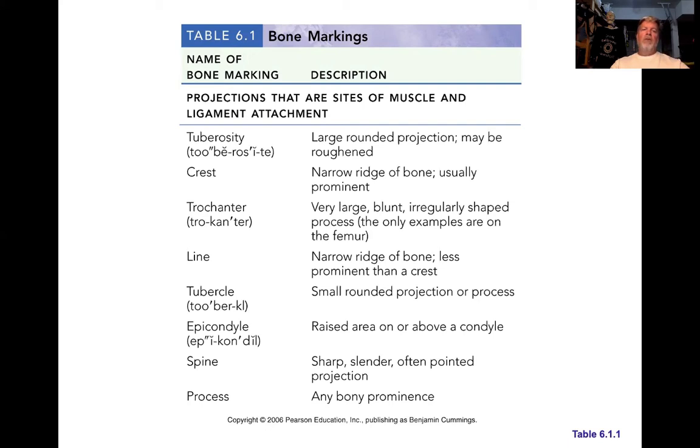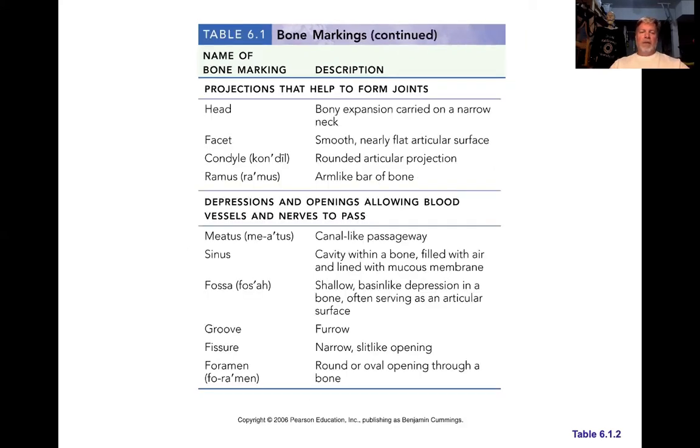So you can go on and read through the rest of these, the spine. We use the word process down here for any bony prominence. That's just what we do. And you can see the rest of these. Some of these are really important. So we'll talk about heads. You've got a head and neck on your femur. It's where your hip anchors in.